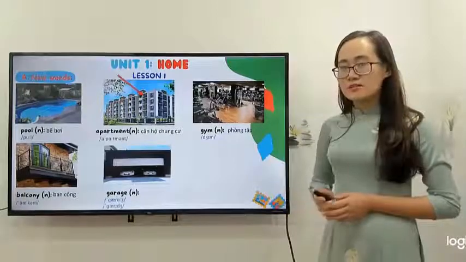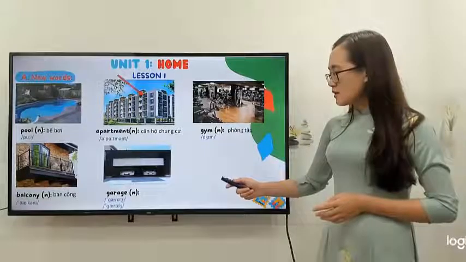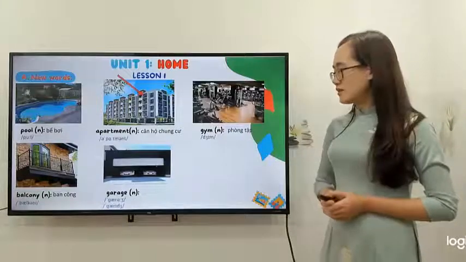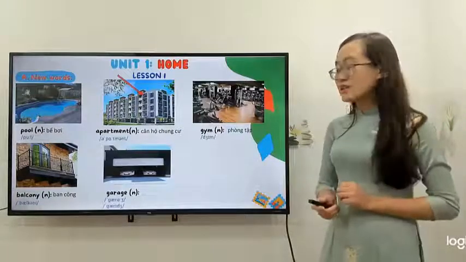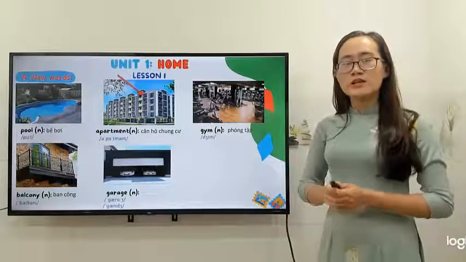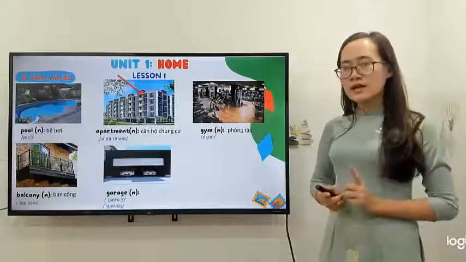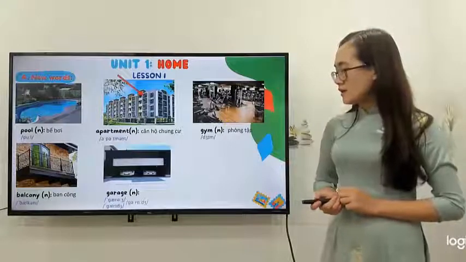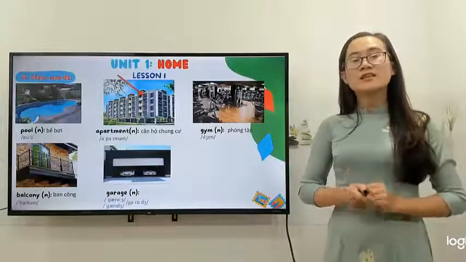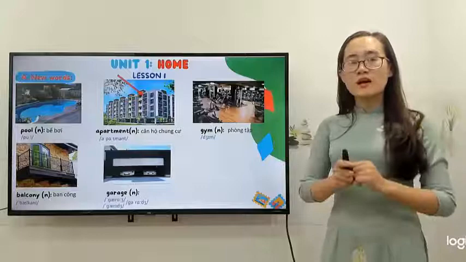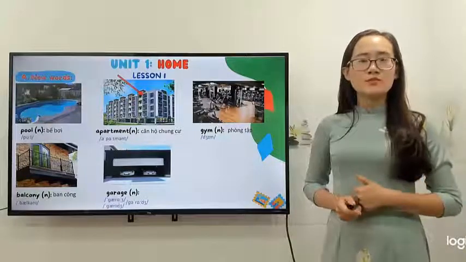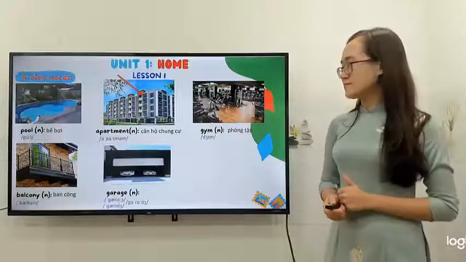Now class repeat after me. Garage. Garage. Và cách phát âm số 2. Garage. Garage. Ngoài ra, từ vựng này còn có một cách phát âm nữa. Chúng ta sẽ nhấn ở âm số 2 và đọc nó như vậy. Garage. Các bạn có thể đọc 3 cách phát âm này. Chúng ta lựa chọn cách phát âm nào cũng đúng các bạn nhé.